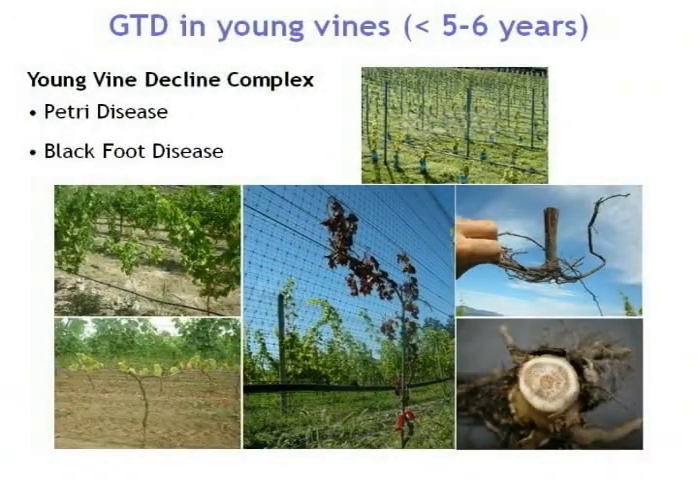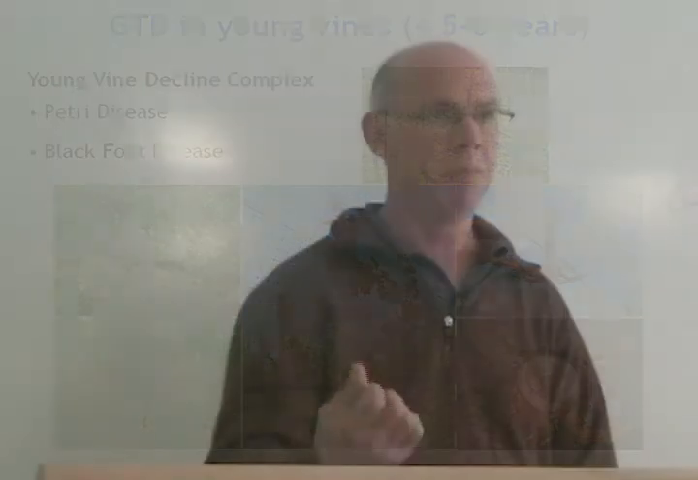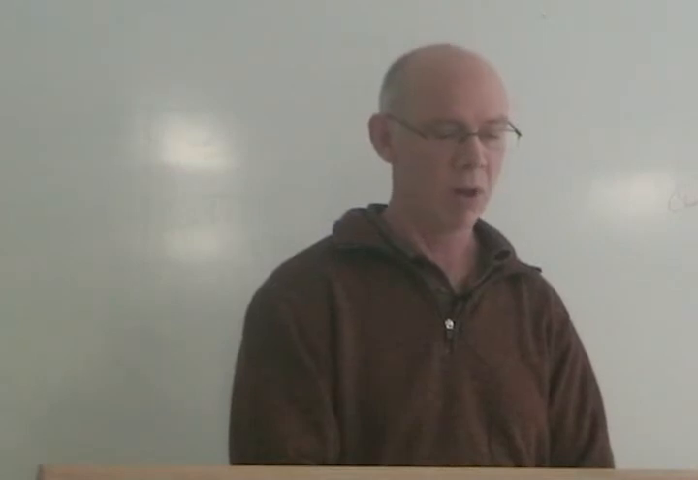Young vine decline, so just looking at vineyards that are less than 5 or 6 years old, is caused by Petri disease and Blackfoot disease pathogens. And most of these, you're going to see small plants that are just struggling to survive. Sometimes the leaves are necrotic or chlorotic looking, and there's delayed bud growth or growth in comparison with some of its neighboring plants.